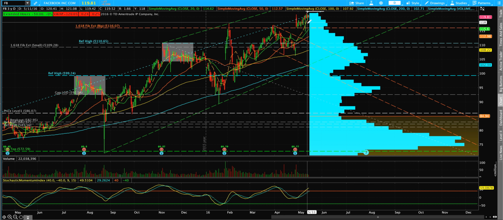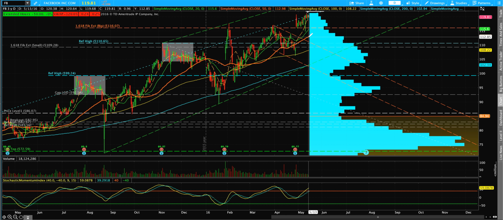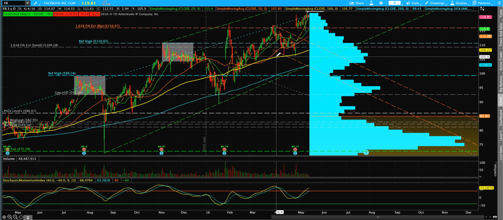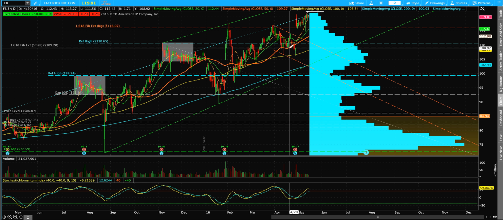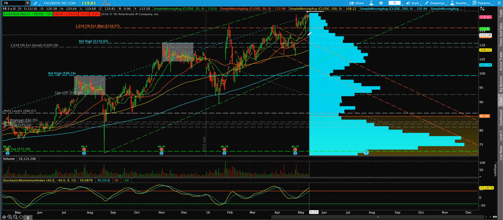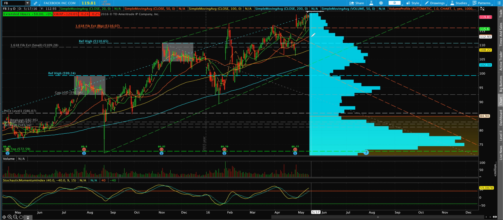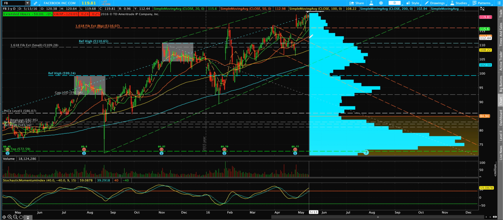If you're looking for an entry on a pullback, we know that the 50, the 100 here and the 50 MA even here have been key support levels, so I would be looking for a right or right out buy somewhere probably on the 50, at least for the first time. If there's a break, particularly for a day trade, I think that the 50 is a very key average there.